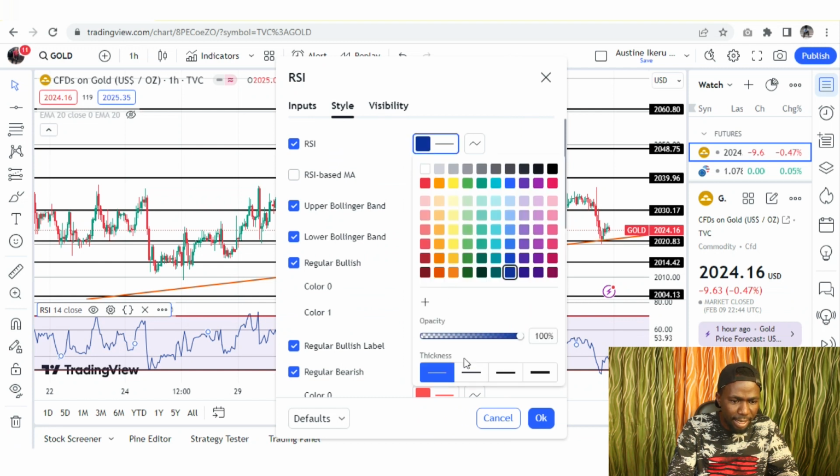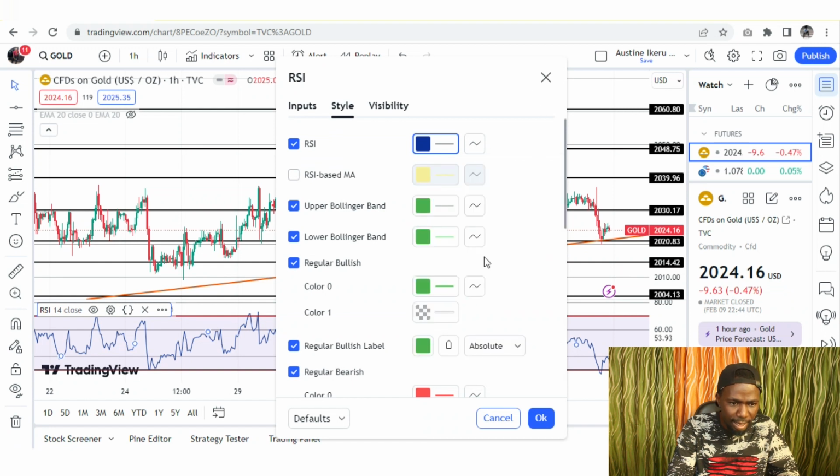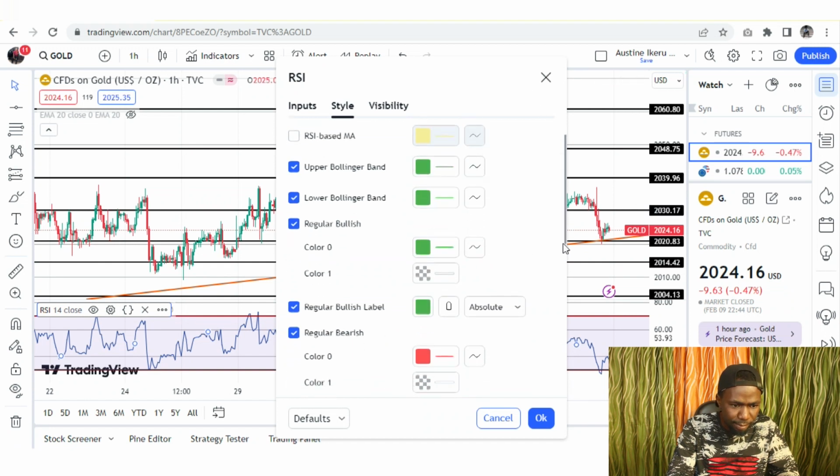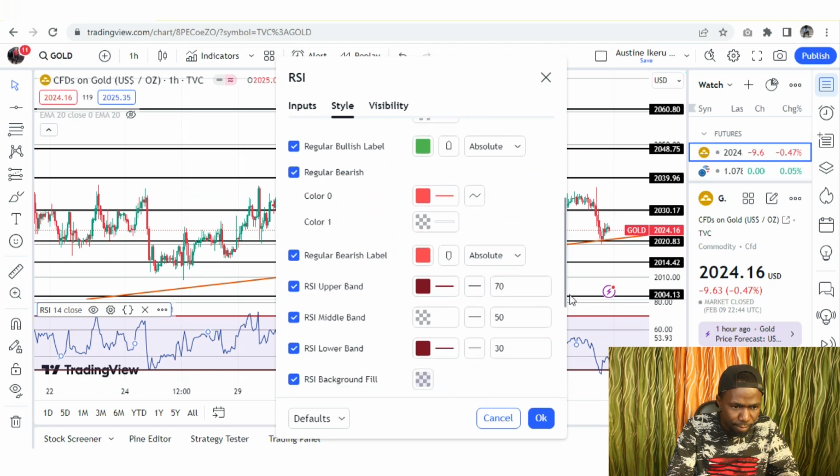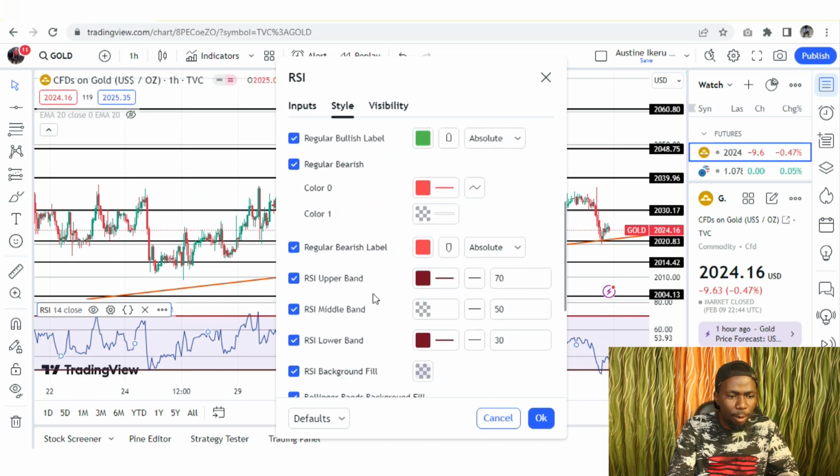You can click on it and increase or decrease it if you wish to. That is the RSI. Then the RSI upper band is 70, which is red, and the lower band is 30, which is also red. So you can just click and save it, click OK, and it will save.